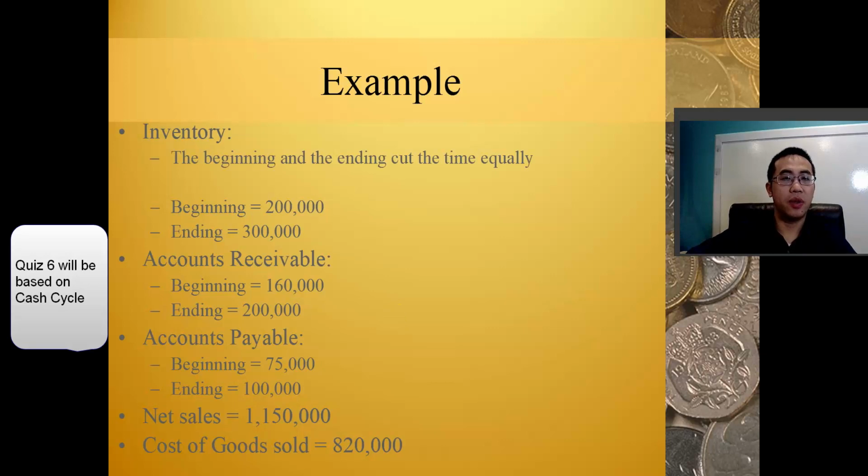Okay, so the beginning and the ending cut the time equally, and we are assuming that the inventory, accounts receivable and payable all change on a linear basis. So they gradually change from 200 to 300, from 160 to 200. So what's the overall annual inventory level? You just need to take the average of the beginning and the end for accounts receivable, for payables, and also for this inventory. So everything needs to take the average of the beginning and the end level of the year.